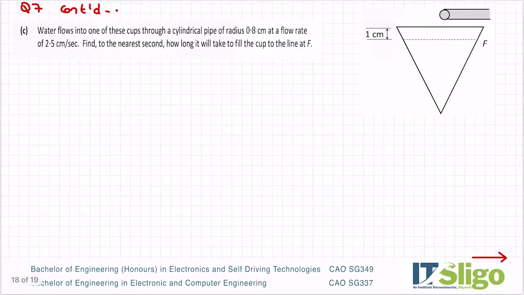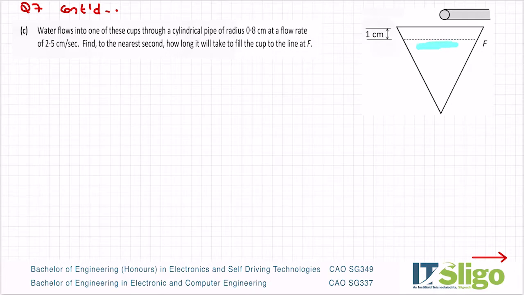C. Water flows into one of these cups through a cylindrical pipe of radius 0.8 centimeters at a flow rate of 2.5 centimeters per second. Find to the nearest second how long it will take to fill the cup to the line at F.